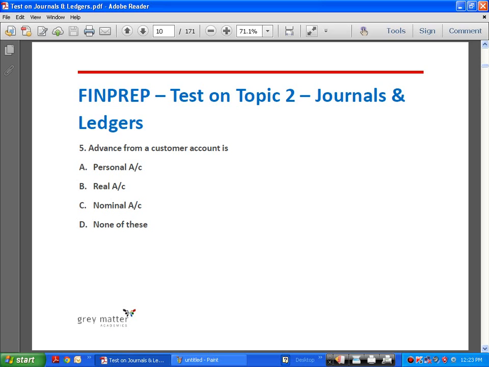Advance from a customer account is a personal account, or a real account, or a nominal account? D, none of these. Advance from a customer means the business has received money from its customer even before it has made a sale. Which means it is neither a real account nor a nominal account, because it is not an income or an expense to be classified as a nominal account, nor is it a fixed asset to be classified as a real account.